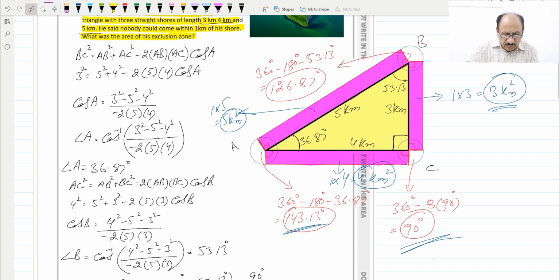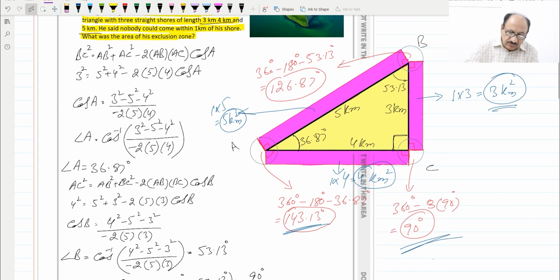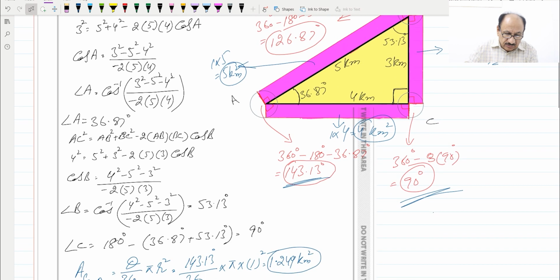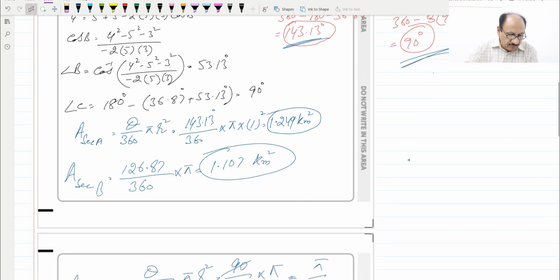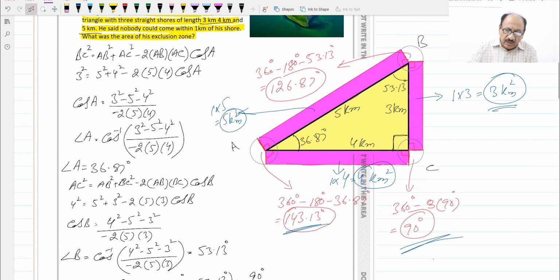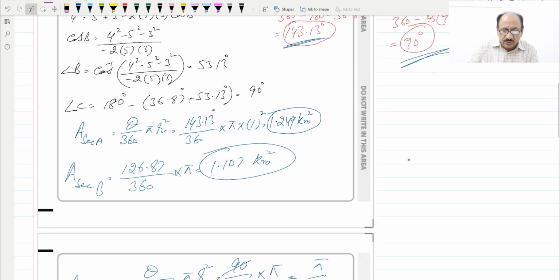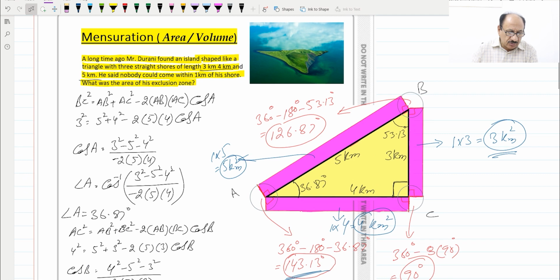rectangle are 90 degree, but we found the areas of the sectors, after finding the angles of the sectors we found the areas of the sector. Then lastly we have to add all the areas. Which areas we will be adding? We will be adding 3 rectangle areas, plus we will be adding 3 sector areas, and finally we got the answer 58.14 kilometers square. Hopefully you understood this question.